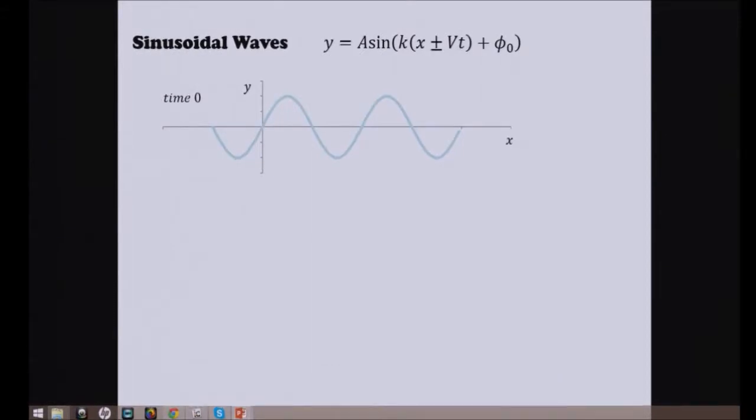So since we spent so much time over the last couple lectures talking about sinusoidal waves, I thought it would only be appropriate if we talked about sinusoidal traveling waves. Okay, so first of all, what does a sinusoidal traveling wave look like?